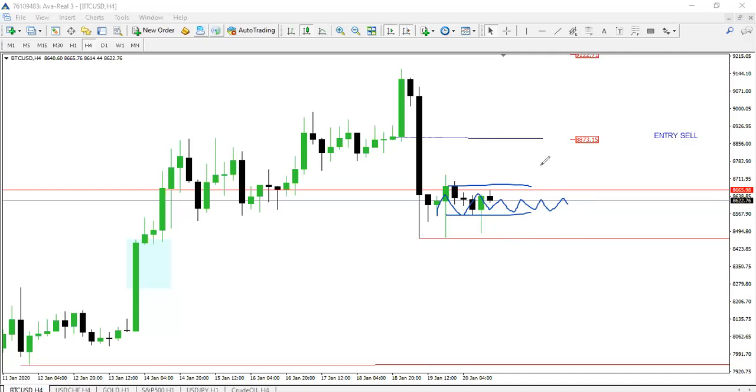But what I'm looking for is this to come to 8873.15. It's not going to push up further, but it's going to come to this level before it drops. That's what I'm expecting to see on the Bitcoin.